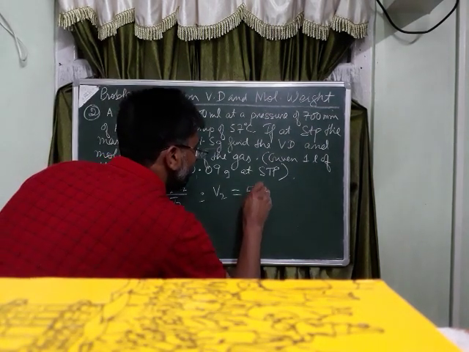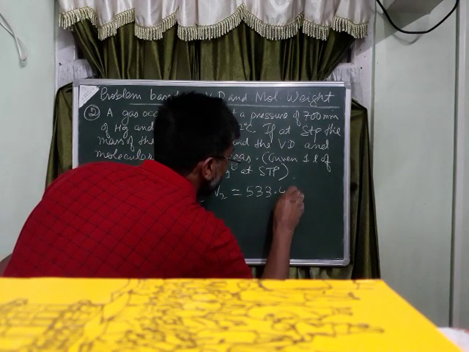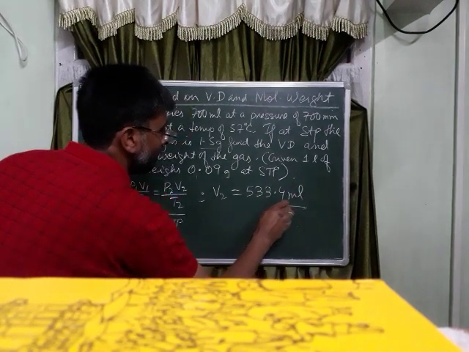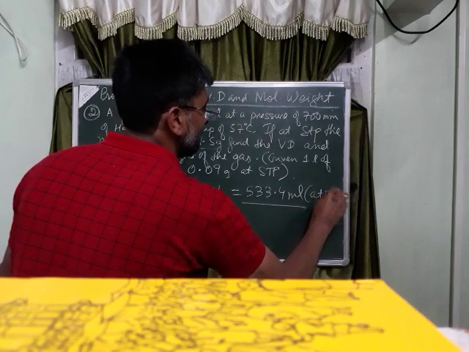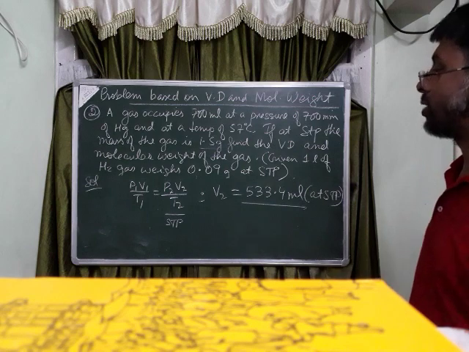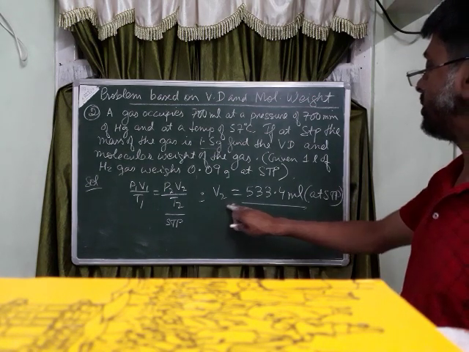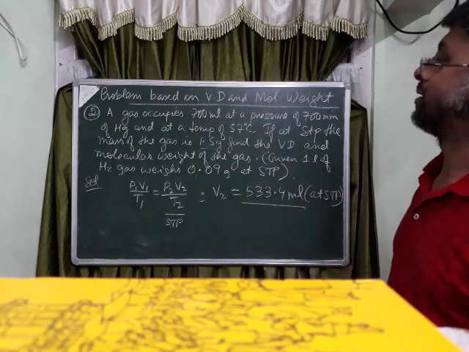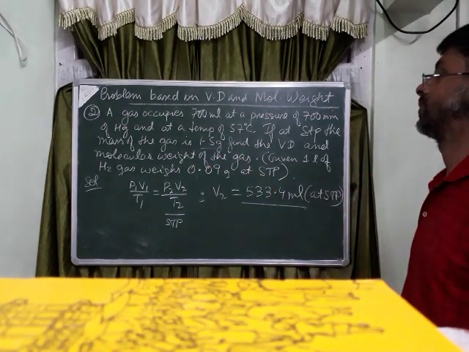533.4 milliliter. This is at STP. Now we have got the volume at STP by using the gas equation P1 V1 by T1 is equal to P2 V2 by T2. So volume is 533.4 ml. Now this volume of the gas has a mass of 1.5 gram.